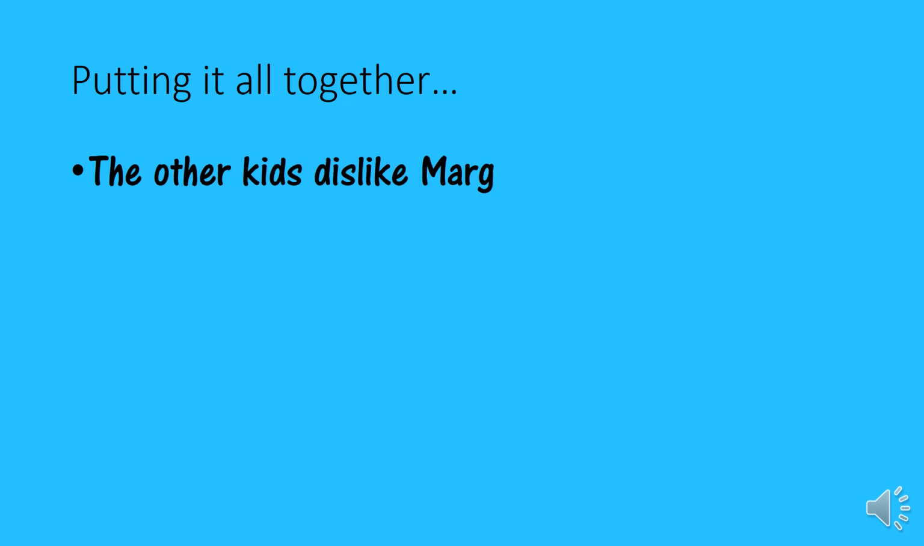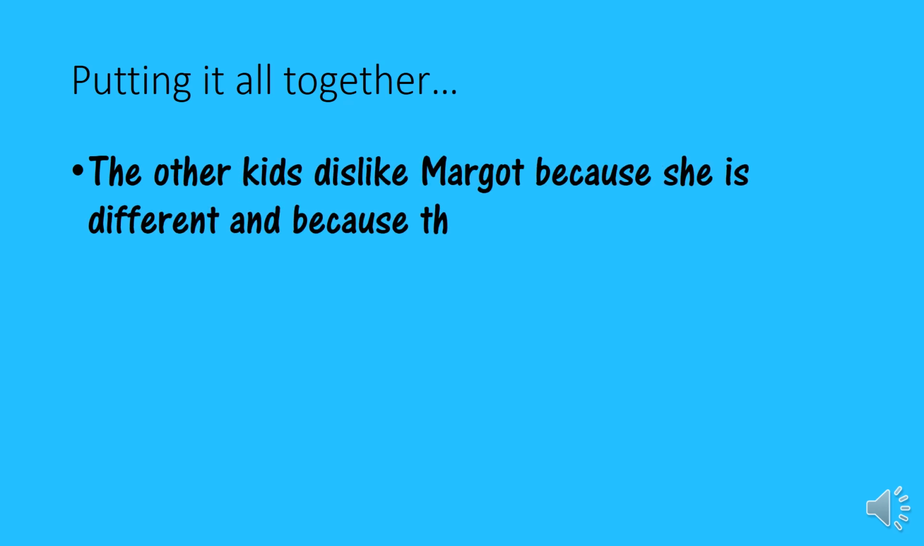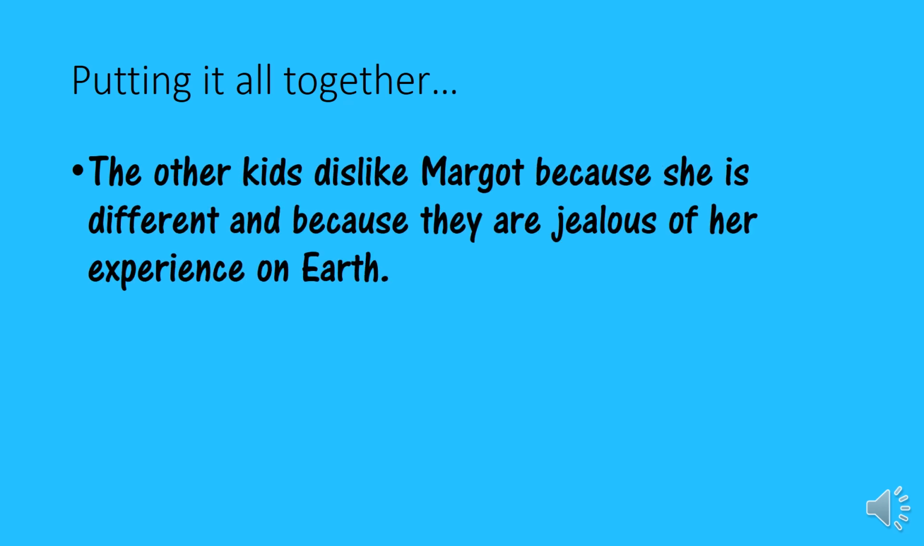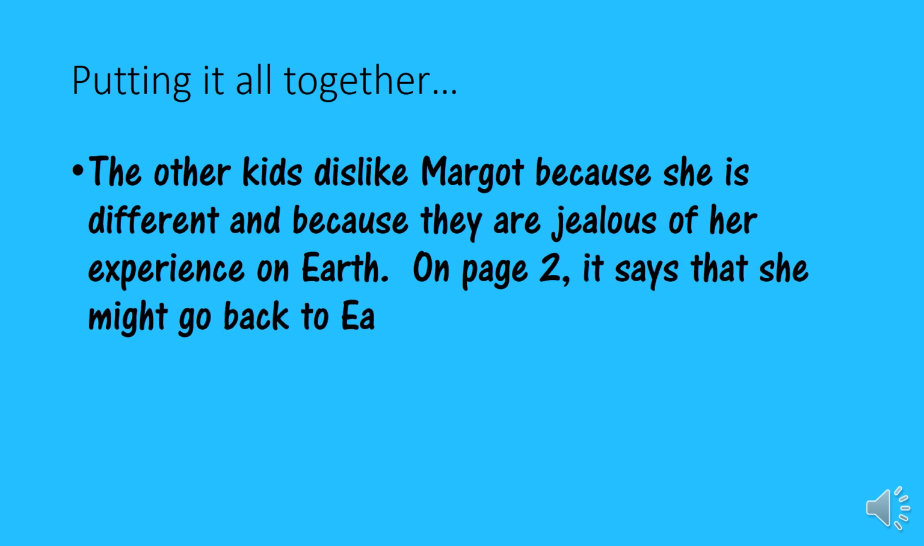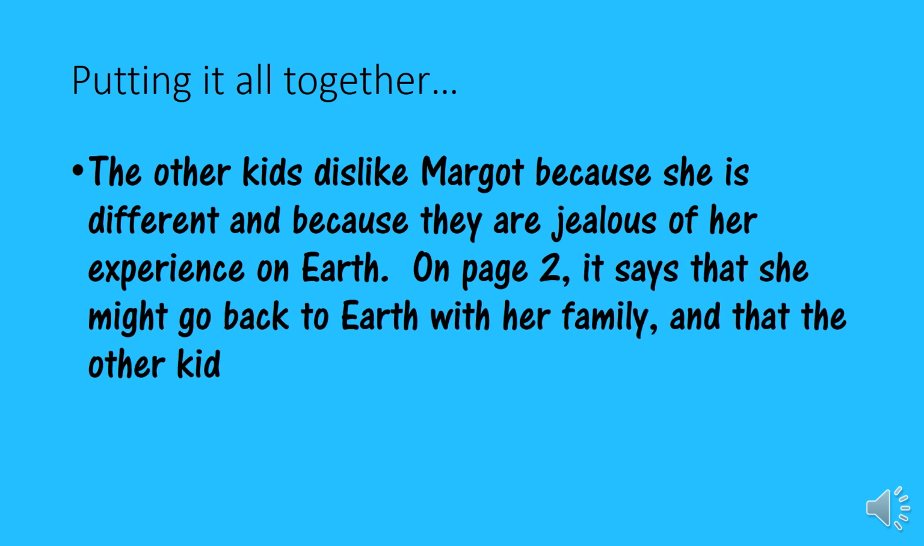So we're going to put all those 3 steps together. The other kids dislike Margot because she is different and because they are jealous of her experience on Earth. On page 2, it says that she might go back to Earth with her family and that the other kids hated her for it. Okay, so see how I put everything into my own words first, and then I went ahead and cited my evidence. I answered the question and then I cited the evidence.